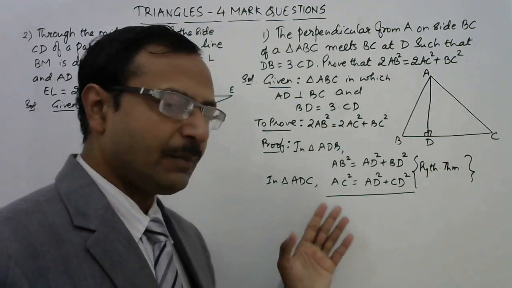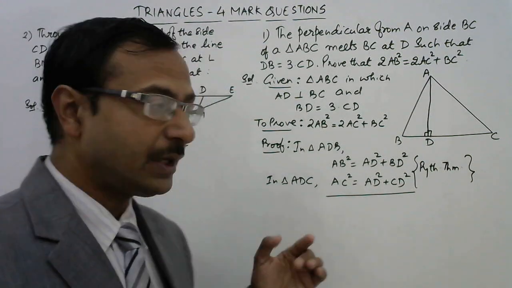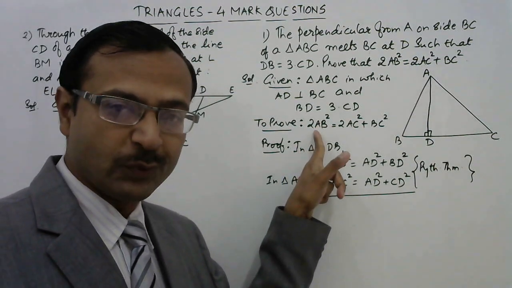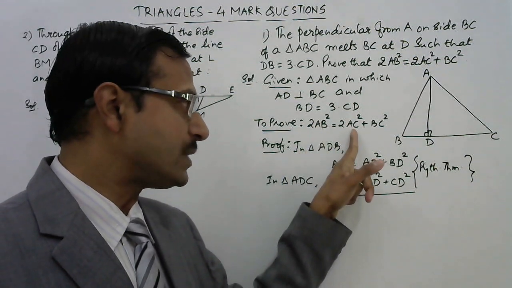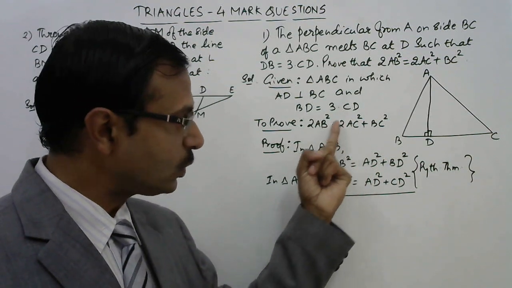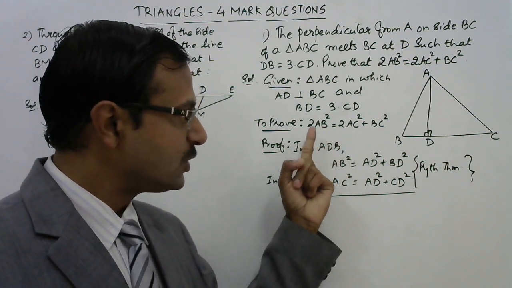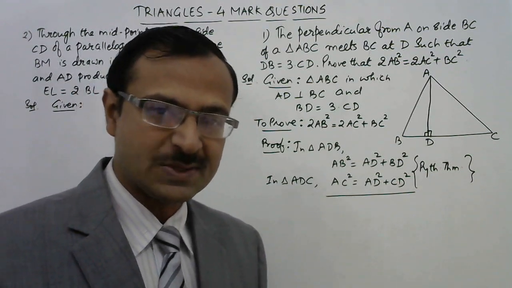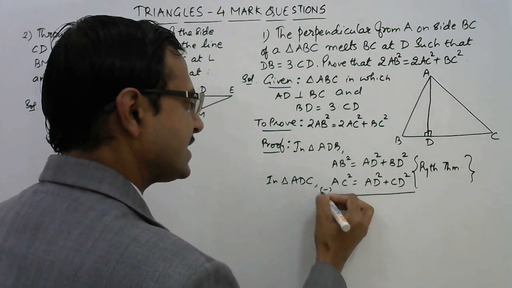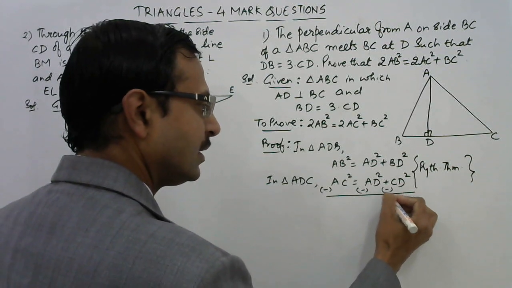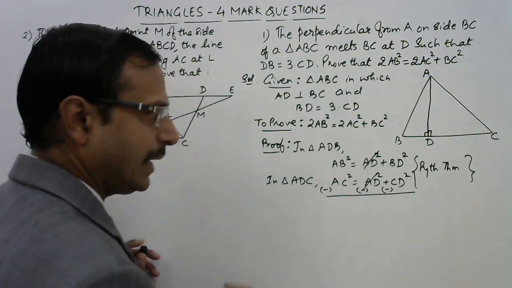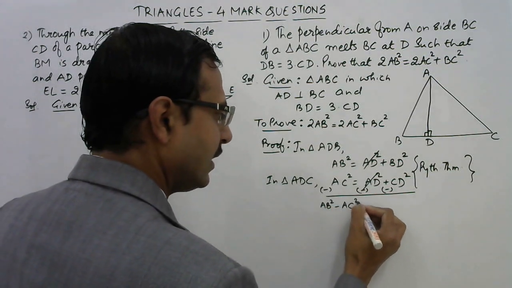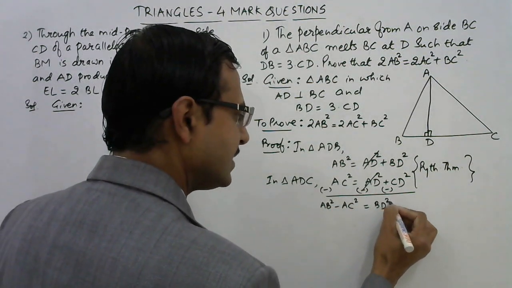Either we have to add them or we have to subtract them. That depends on the sign of AB square and AC square in the thing to be proved. Now say 2AB square and 2AC square is on the other side. If you bring it to this side, this will become negative. So AB square minus AC square will be there. So we have to subtract these two. So just subtract, change the sign of the second equation, cancel AD square and write what remains. AB square minus AC square equal to BD square minus CD square.